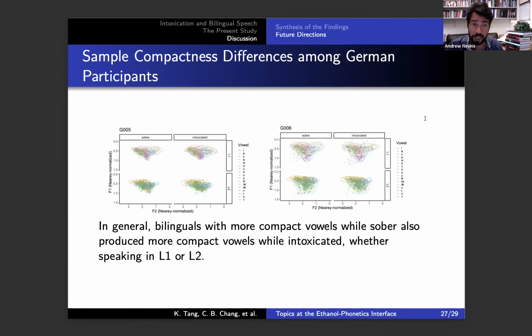But in general, what we see, and now this is German speaker 0005 versus German speaker 0006, again a more compact versus a more diffuse speaker, is that the bilinguals with more compact vowels while they were sober also produced more compact vowels while they were intoxicated. And this was whether they spoke their L1 or L2. So this suggests again that there's a shared control mechanism of compactness that's not really affected by alcohol. It doesn't level the playing field, but individual differences are retained when speaking a second language.